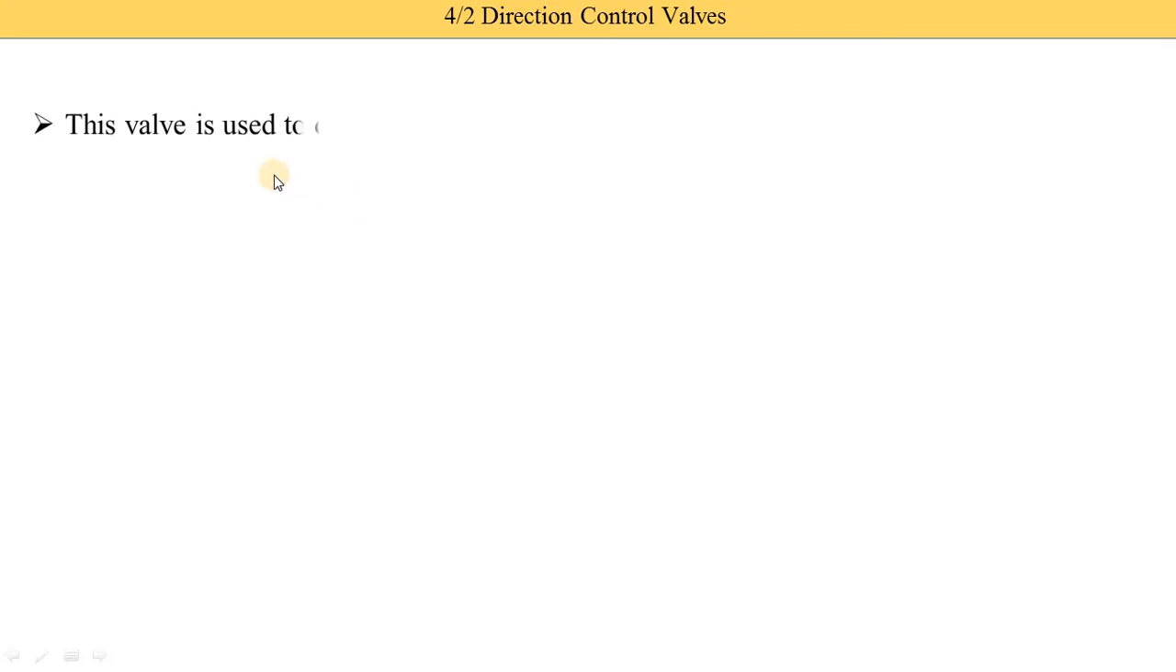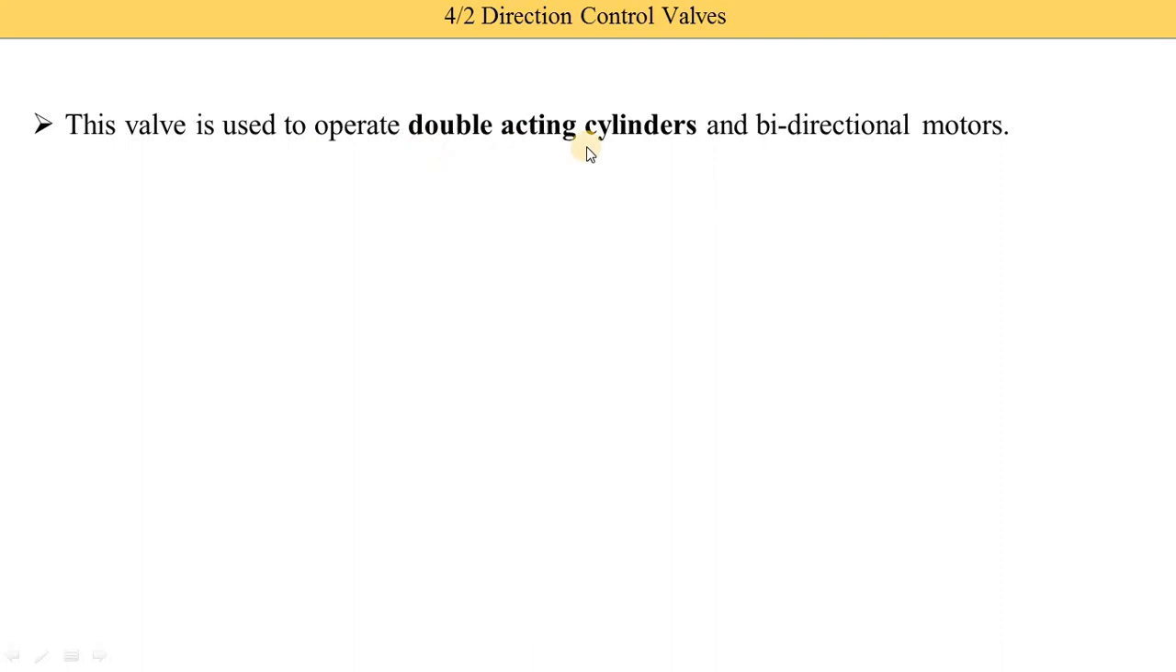valves. So a 4x2 directional control valve is generally used to operate double acting cylinders and bidirectional motors. Why they are used for double acting cylinders and bidirectional motors, I will explain later on.